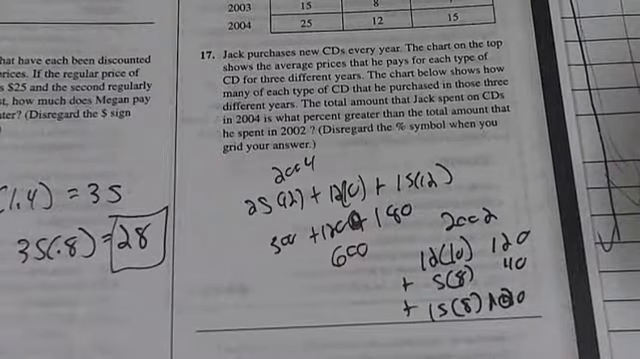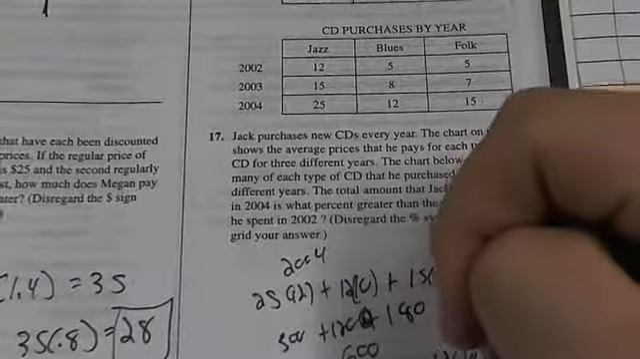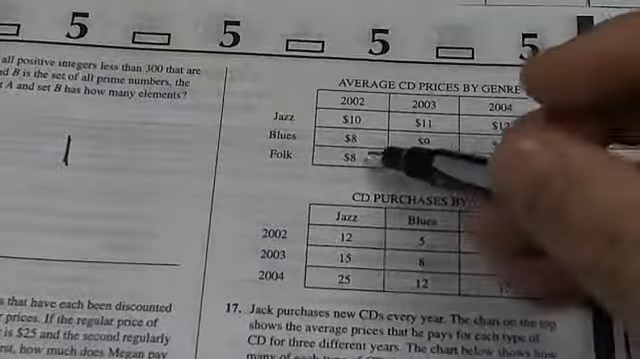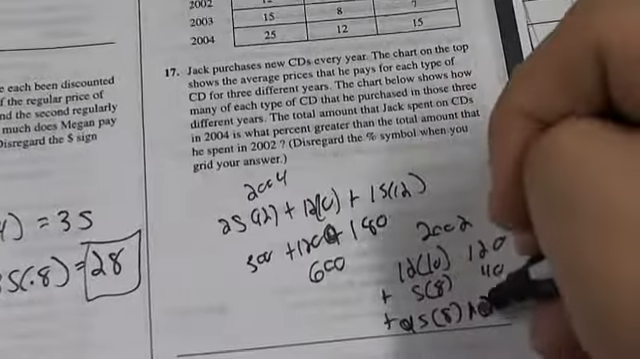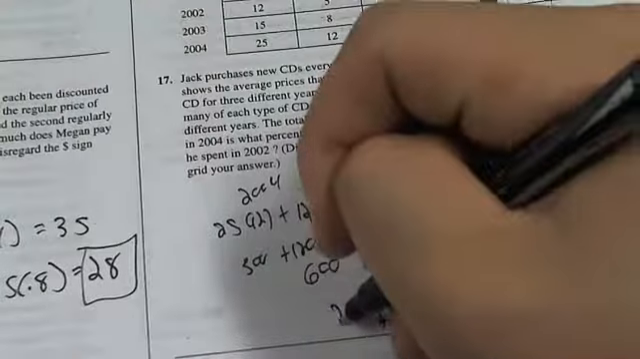No, hold on. Sorry, he bought 5. Sorry, I was looking at the wrong graph again. So he bought 5 folk CDs, and it was $8. So it'd be 5 times 8, that'd be 40. All right. So 120 plus 40 plus 40 is 200.